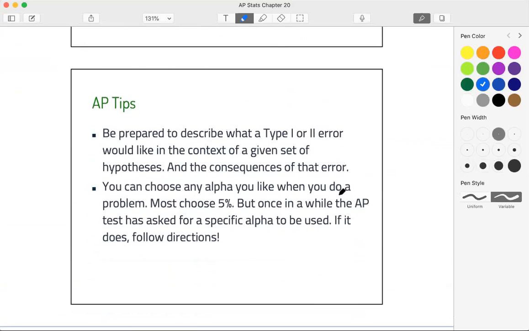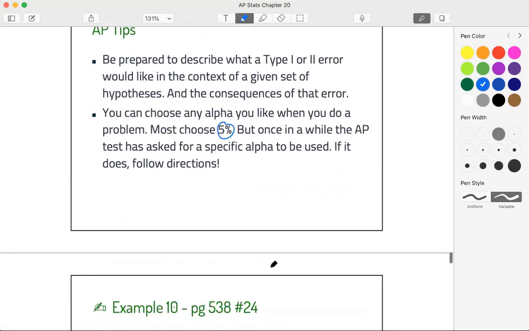So AP tips. Be prepared to describe what a type 1 or type 2 error would be in the context of the problem, beginning with the hypotheses, and the consequences that could occur. You can choose any alpha level you would like, but most choose 5%. I recommend that. Once in a while on AP tests, we ask for a specific alpha level to be used. If it does, follow the directions.